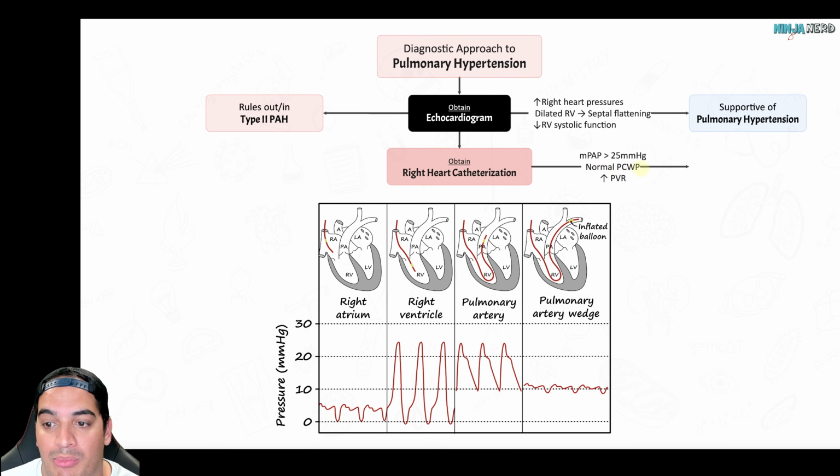On top of that, if their pulmonary capillary wedge pressure is normal, that also rules out class 2. And if their peripheral vascular resistance is pretty high, that's also suggestive of pulmonary artery hypertension. But I think this is the most well-known one right here. So if I get an echo and maybe even an EKG and a chest x-ray that's suggestive of pulmonary hypertension, get the right heart cath. That's the definitive diagnosis to confirm pulmonary hypertension.